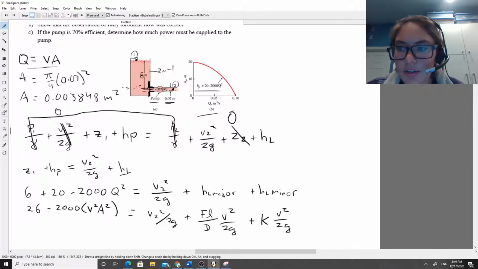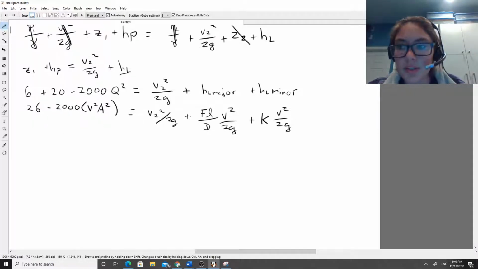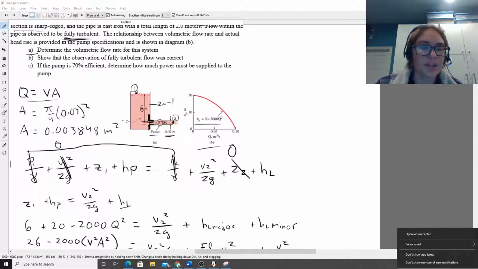That's our new equation. Let's go ahead and simplify this even more. A squared, we already solved for A, right? We can come up and check out the top. That's going to be 0.003848.